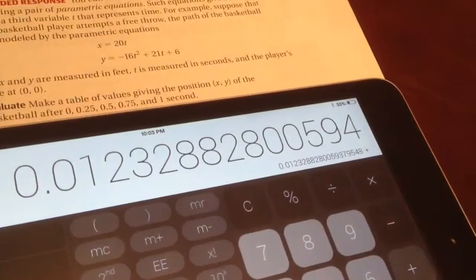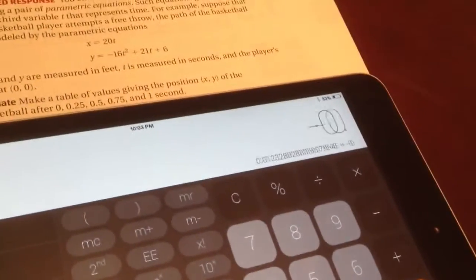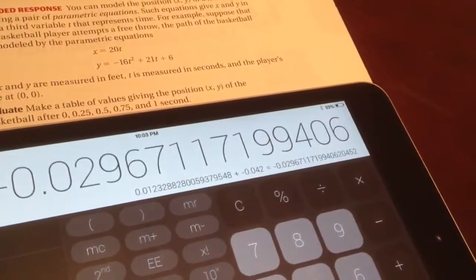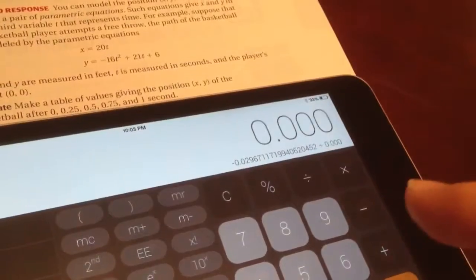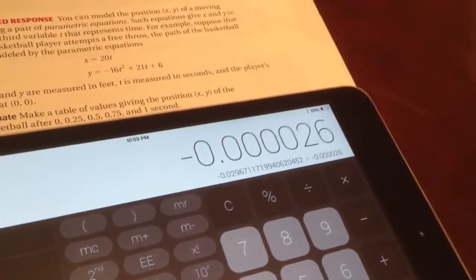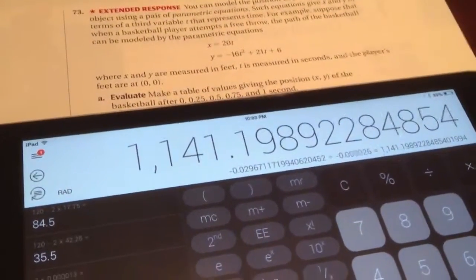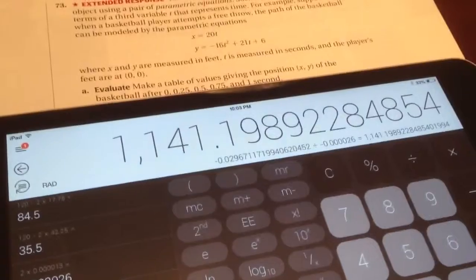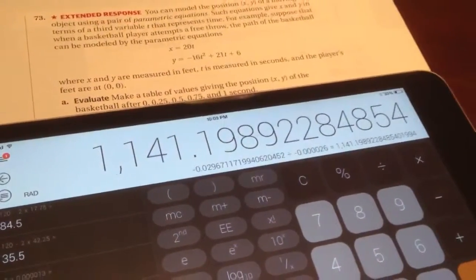So if we add a negative 0.042 to that, and then divide that by the negative 0.000026 on the bottom, we get 1141.2 basically. So we'll round that to 1 decimal place there.